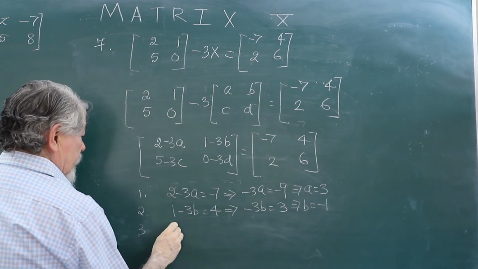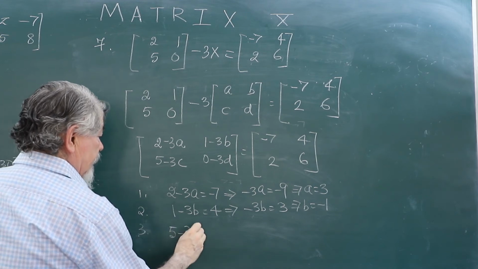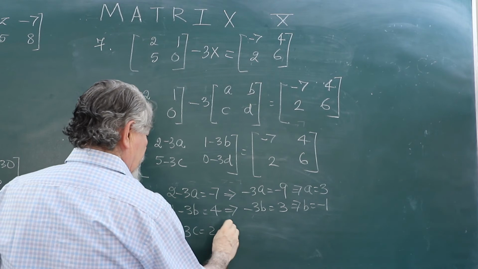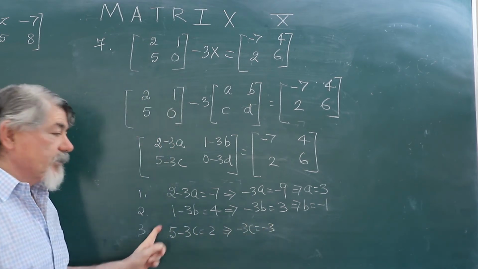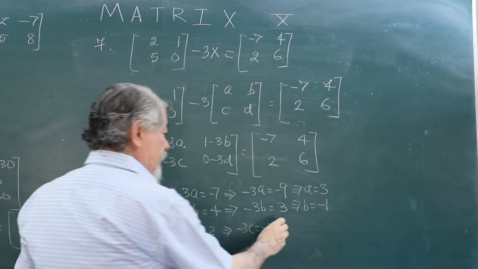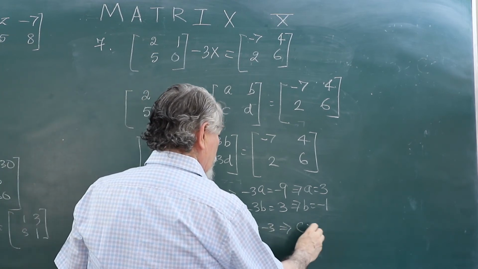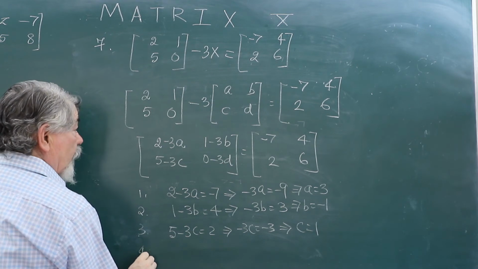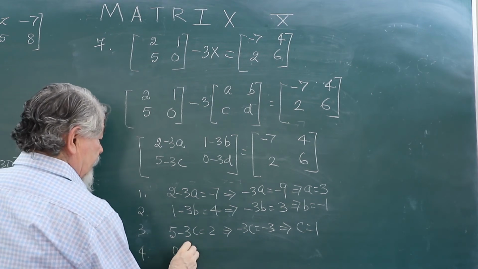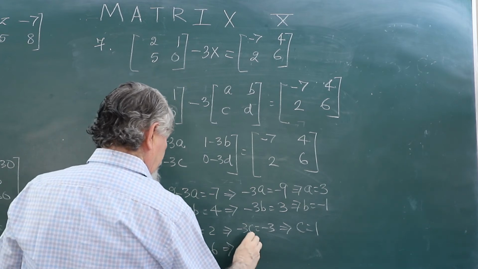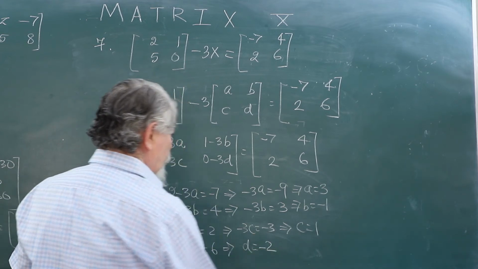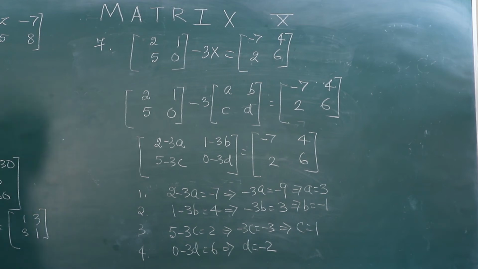Third one. 5 minus 3c is equal to 2. So that will imply minus 3c will be equal to minus 3. 2 minus 5 will become minus 3. So c will become equal to 1. And then the fourth one will be 0 minus 3d is equal to 6, or d will be equal to minus 2. So you got the value of a as 3, value of b as minus 1, c as 1 and d as minus 2.